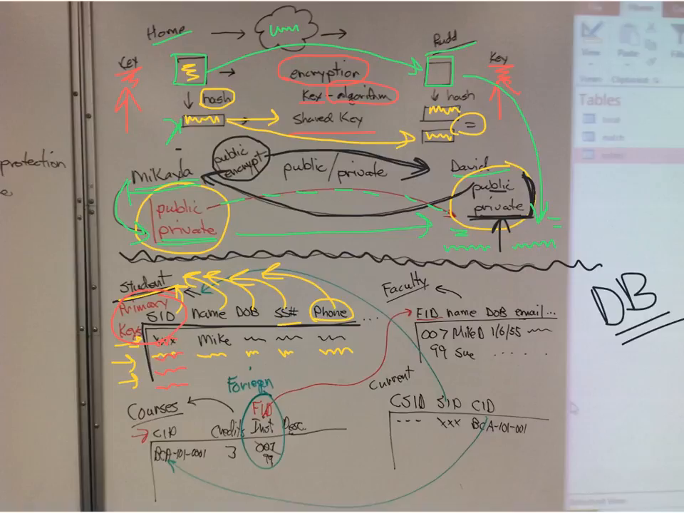Alright, so we do the same thing. A faculty table, primary key, and then other attributes that describe faculty. And in this case, I got my faculty number, 007. Here's another faculty number, 99. Okay, information about us. These are records. These fields are attributes, define faculty.